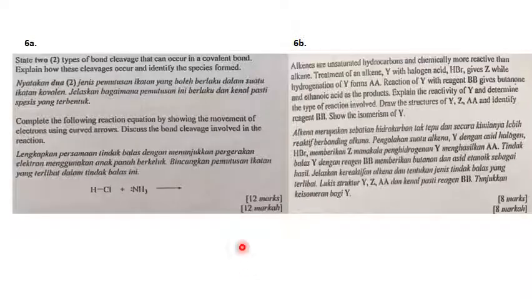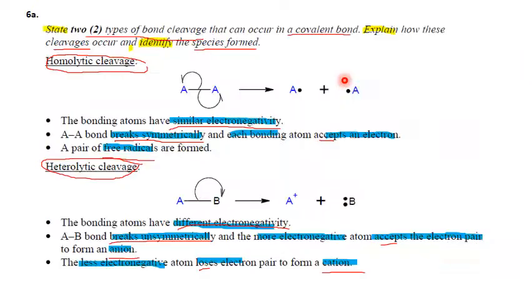Question 6. There are two parts, 6A and 6B. Let's check the question. State two types of bond cleavage that can occur in a covalent bond. So this is under Introduction to Organic Chemistry. Explain how this cleavage occurs and identify the species formed. Okay, so there are two. One is homolytic cleavage, another one is heterolytic cleavage. So you get one.